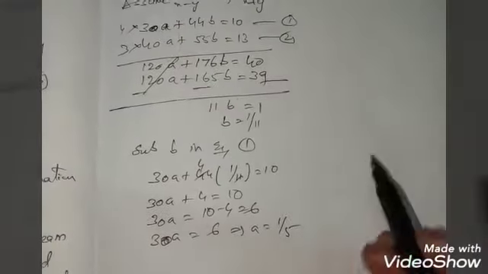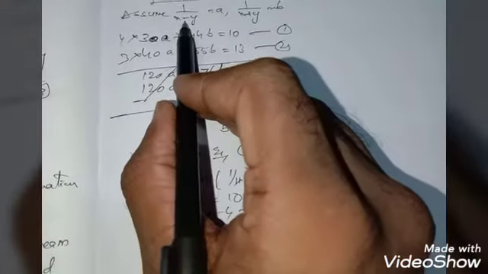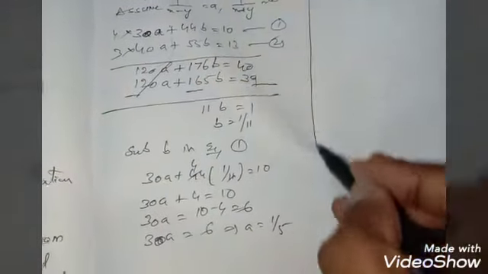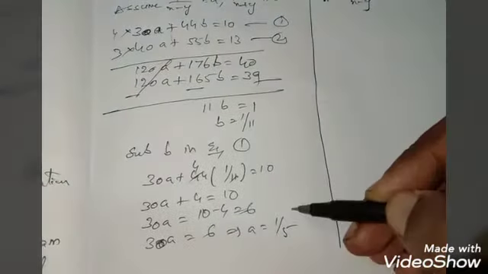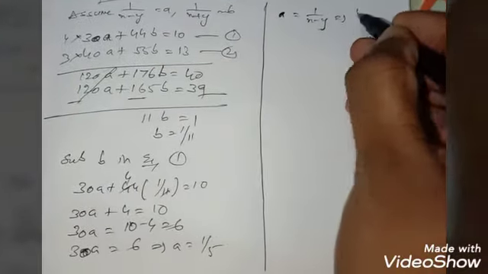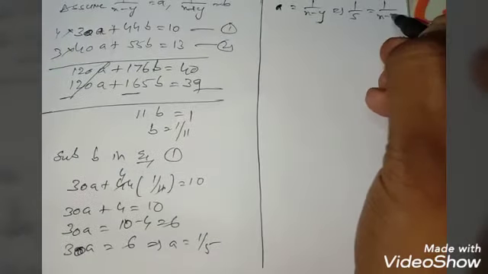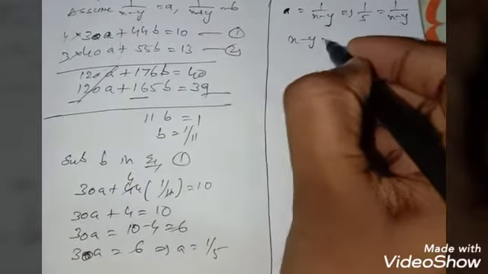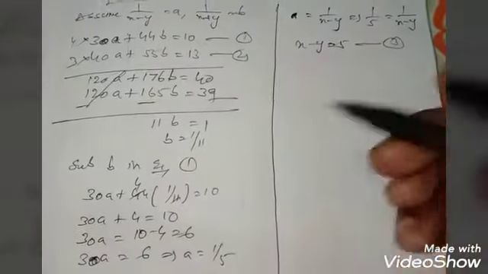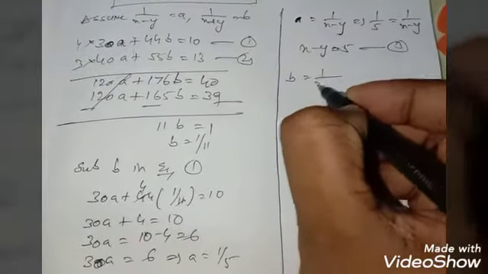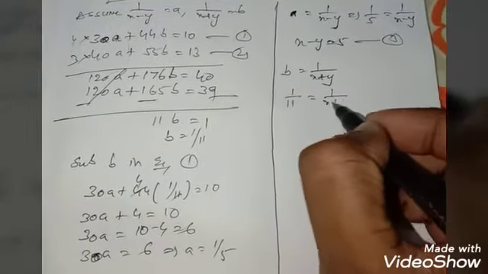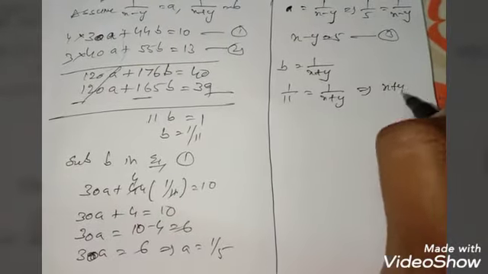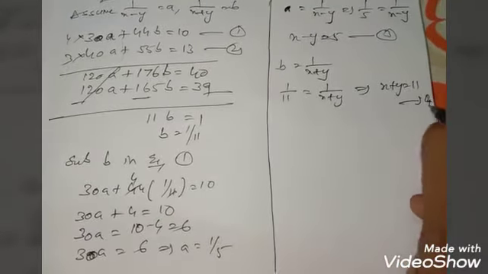After finding the values of a and b, recall that we assumed a as 1 by x minus y and b as 1 by x plus y. Now substitute. a is equal to 1 by x minus y, and a is 1 by 5. You will get 1 by 5 is equal to 1 by x minus y. Now cross multiply: x minus y is equal to 5, which is the third equation. Now b is 1 by x plus y, and the value of b is 1 by 11. That is 1 by 11 is equal to 1 by x plus y. If I cross multiply, x plus y is equal to 11. This will be the fourth equation.